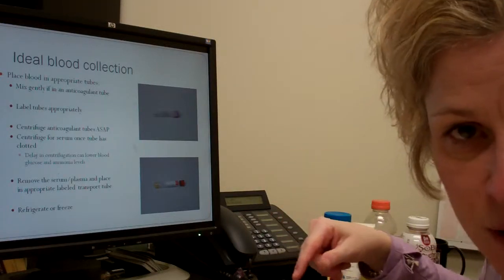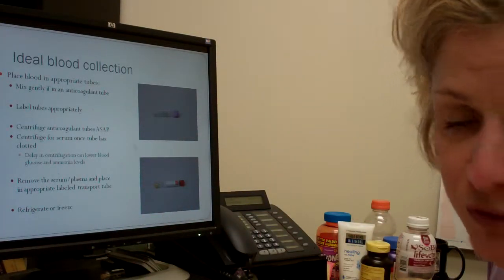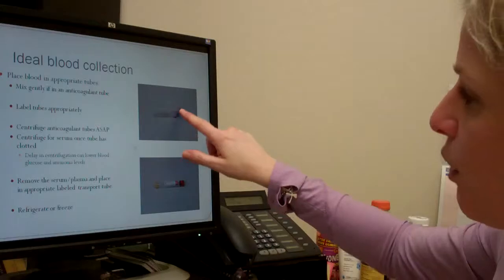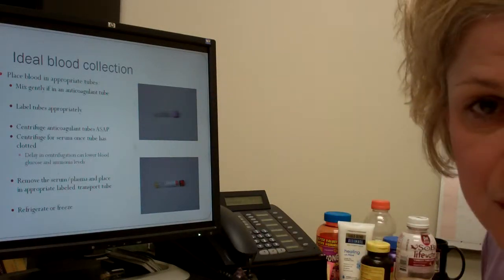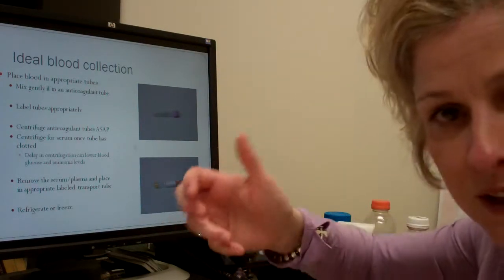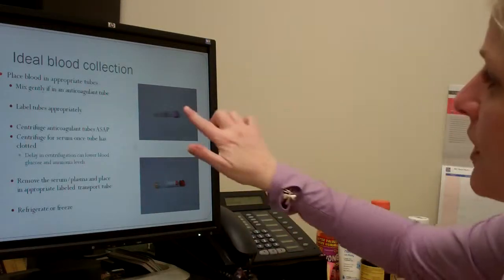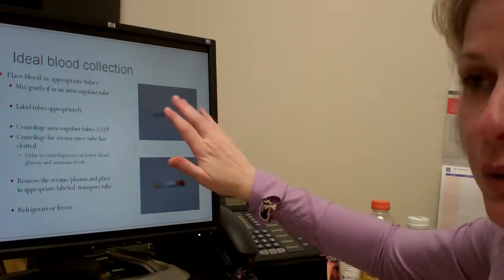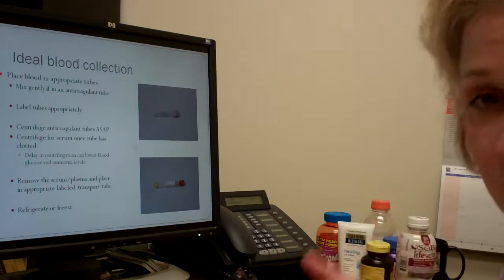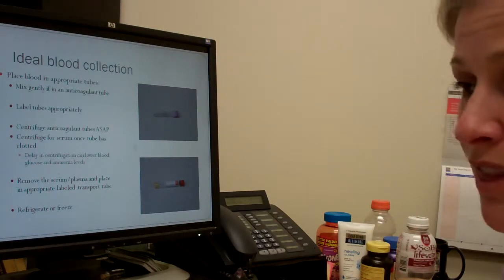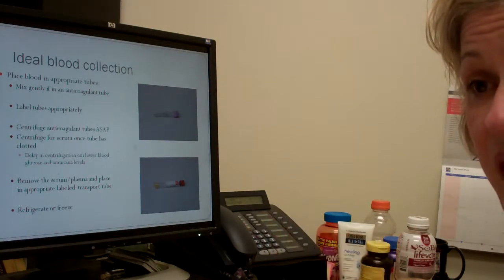And then spin it down so that you can harvest or remove the serum. If we need whole blood, then we just transfer the blood into the vacutainer, gently inverting, of course not shaking, gently inverting so that we mix the blood with the anticoagulant to prevent the blood from clotting. And then we can perform our tests.